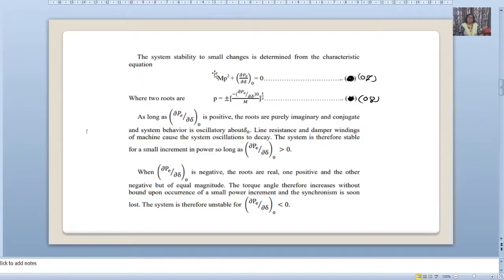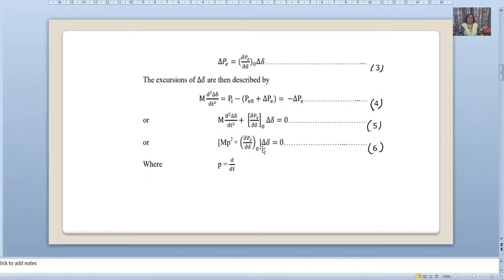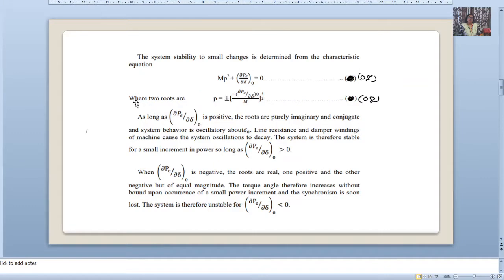The system stability to small changes is determined from the characteristic equation. This is our characteristic equation. If we have to find the two roots of this characteristic equation, they will be plus minus delta P upon delta del at 0 upon M raised to the power 1 by 2, or the square root of minus del Pe upon del del at 0 degree, or at the initial stage in steady state, upon M. Now this we have already seen, this is called the synchronizing power coefficient, del P upon del del.